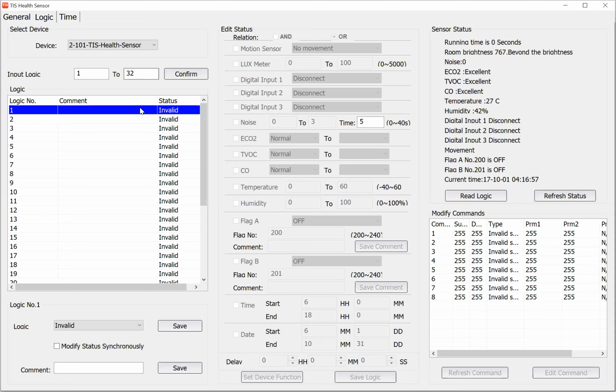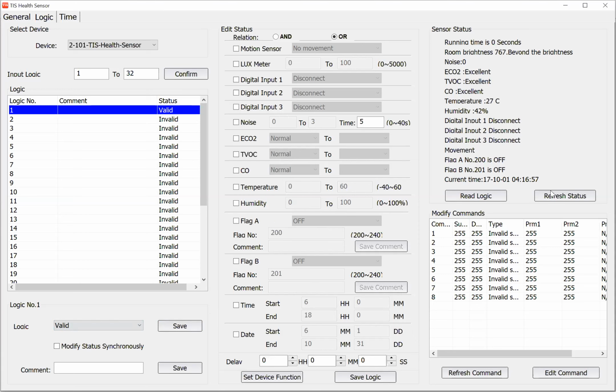For example, from the first one, this is the motion sensor. I think all of you know about the motion sensor, and of course you know about the lux meter, because we discussed the motion sensor and lux meter in the ES sensor. Here we have the 3 digital inputs, and I think you all know about them. Here we have another option named noise. Noise means the voice, the sounds in the room.